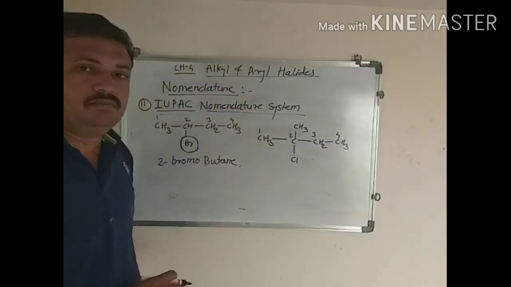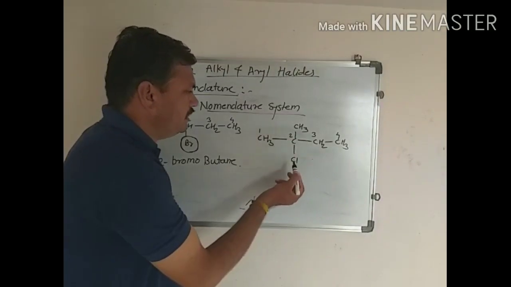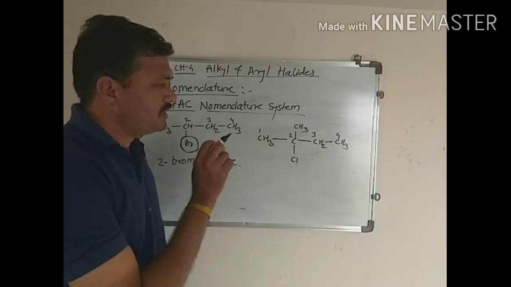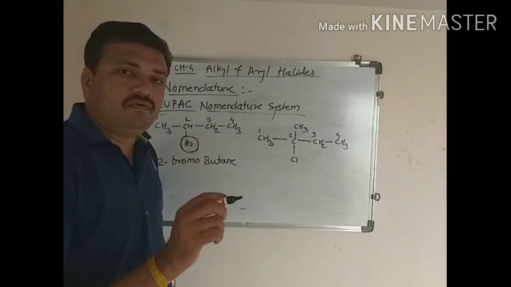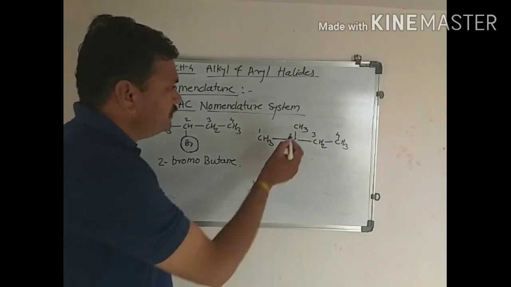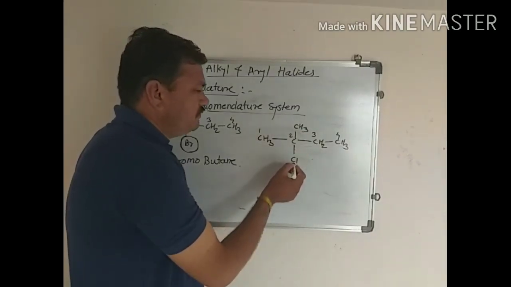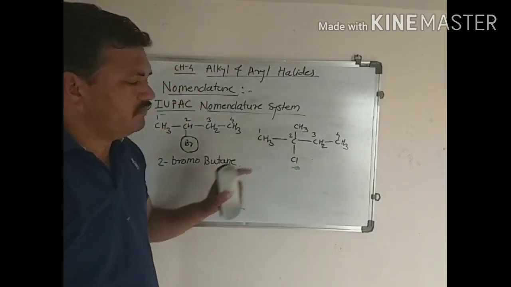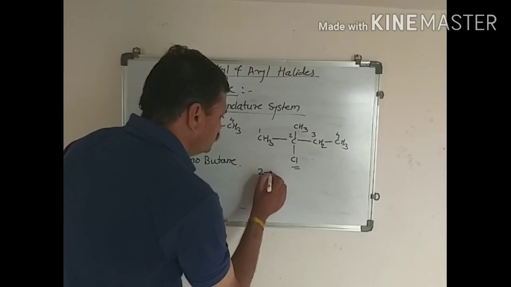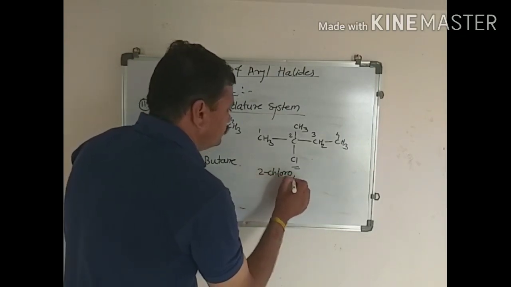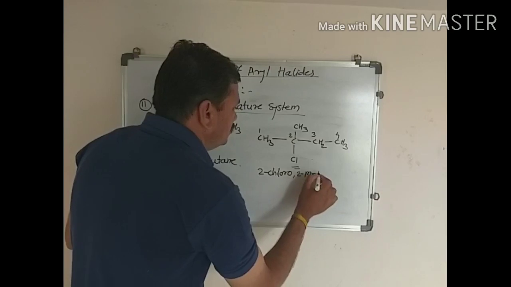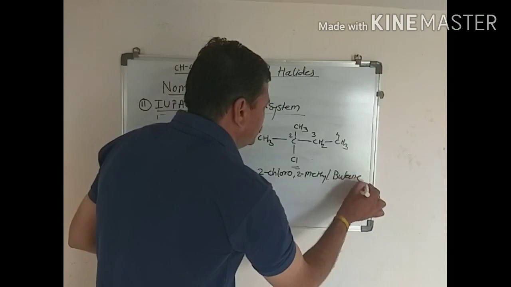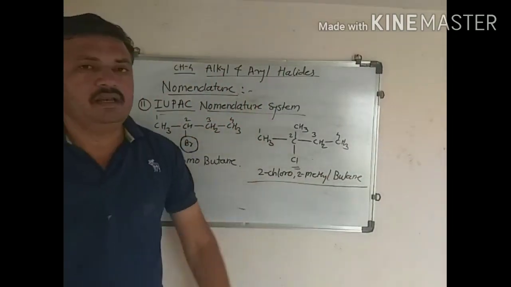At carbon 2 there are 2 substituents. One is methyl and another is chlorine. Then while writing the name of these types of alkyl halides, we have to follow the alphabetical order. That means M for methyl and C for chlorine. Alphabetically C comes first. Therefore we will write the name of chlorine first. It is 2-chloro, 2-methyl and 4 carbon. Therefore it is butane. IUPAC name is 2-chloro-2-methylbutane.